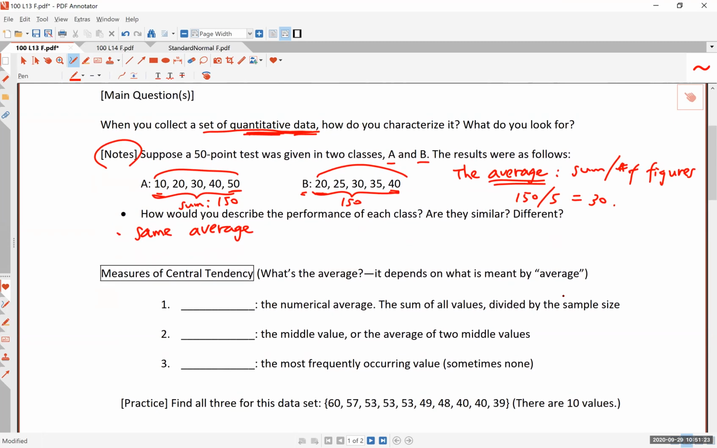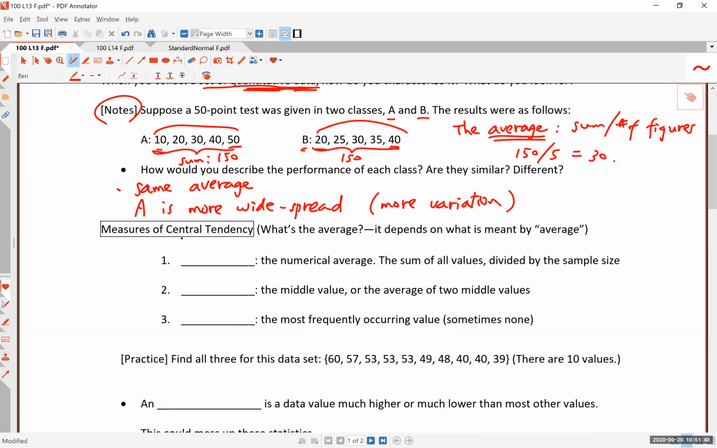Anyway, these 2 sections, A and B, have the same average, but A is more widespread. You could say more diverse, with more variation. We will be talking about how you measure variation in the second half of this lesson. But first, how do you describe the central tendency?